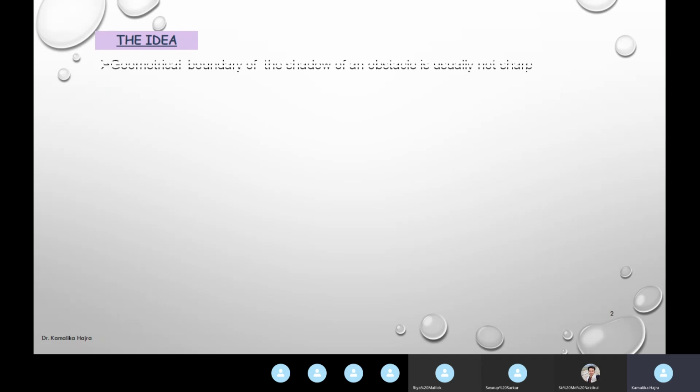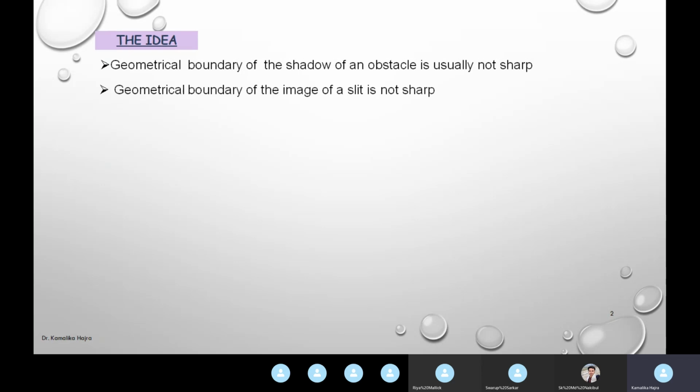Okay, so first of all, the idea comes from the fact that the geometrical boundary of the shadow of an obstacle is not sharp. If there is an obstacle in front of a source, then the shadow must have sharp, well-defined boundaries. But it is not so. We do not see well-defined boundaries of a shadow. And also the geometrical boundary of the image of a slit is also not sharp. If you have a single slit kept in front of a source, and want to see it on a screen, you will not get a sharp image of the slit on the screen.